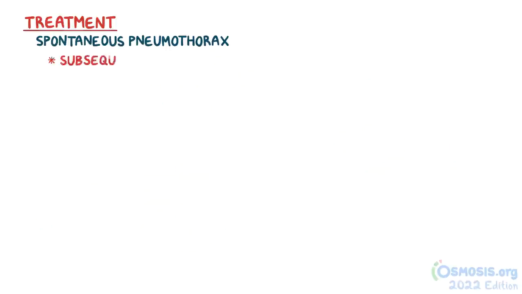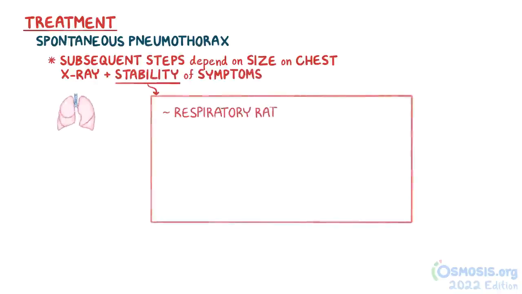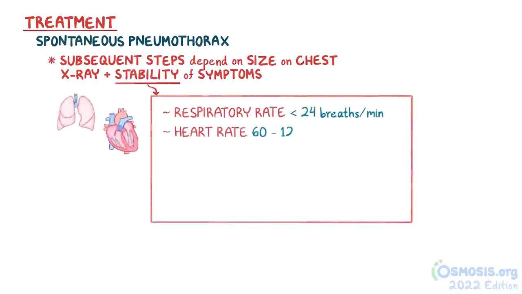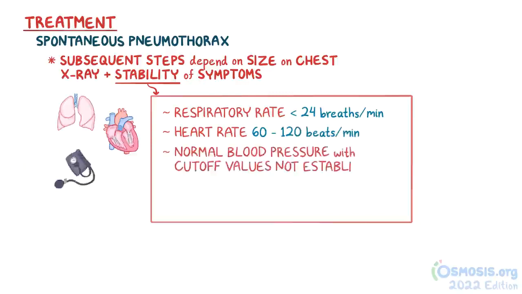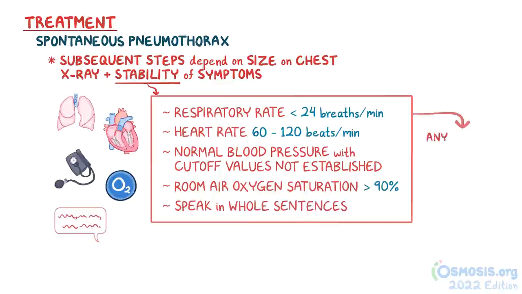Alright, now the subsequent steps of management depend on the size of the pneumothorax on chest x-ray, and the stability of the symptoms. Definition of stability must include a respiratory rate lower than 24 breaths per minute, a heart rate between 60 and 120 beats per minute, a normal blood pressure with cutoff values that are not established, room air oxygen saturation higher than 90%, and the ability to speak in whole sentences. If any of these characteristics is not met, the individual is considered unstable.